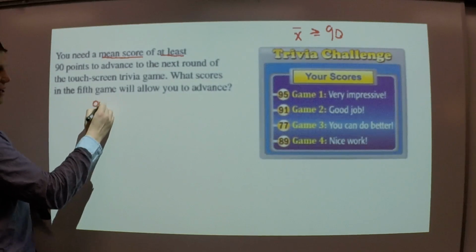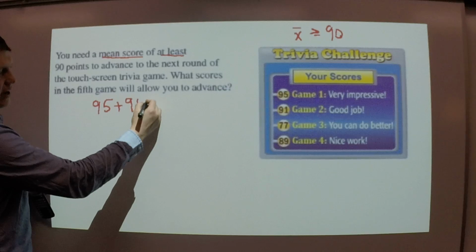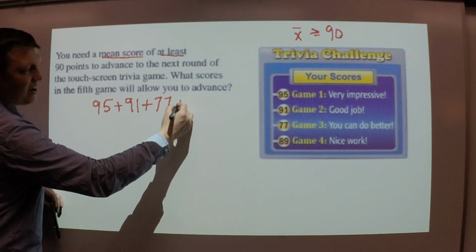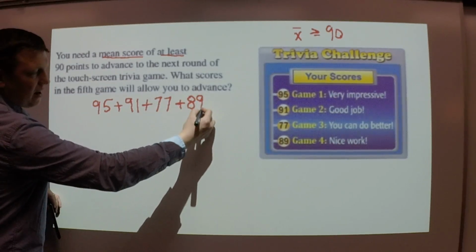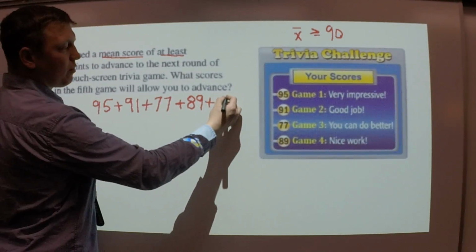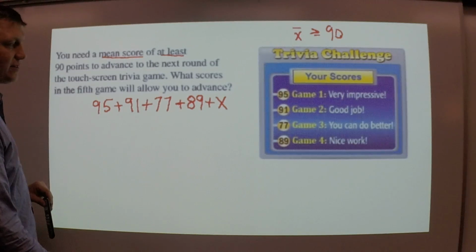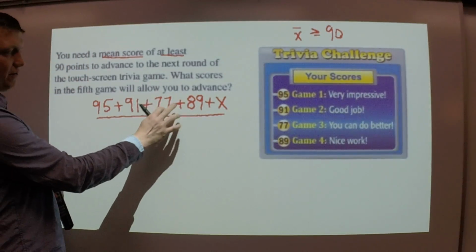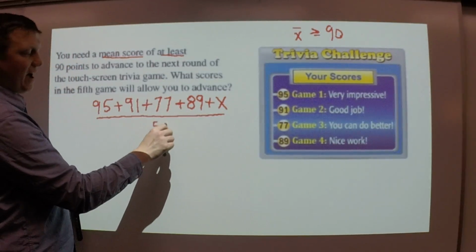We would set it up right like this: 95 plus 91. And I know to do this, I know to add them all up and divide by how many there are, because that's the definition for finding the average or the mean. All right, 89. And I would do one more game. I'm going to say X. You could say G or whatever you want for your number of games. I divide those by how many there are. 1, 2, 3, 4. 4 games. And one more is 5. So divide by 5 again.